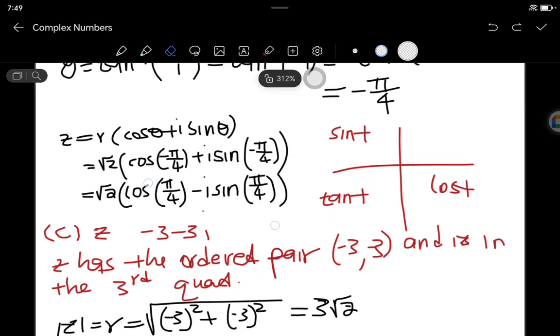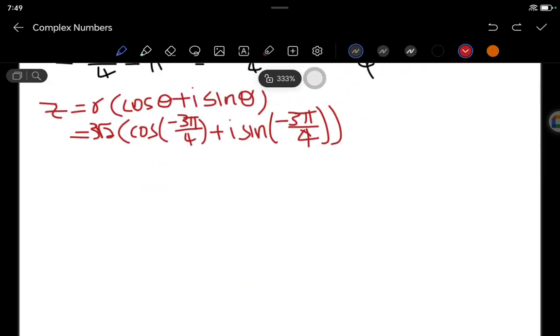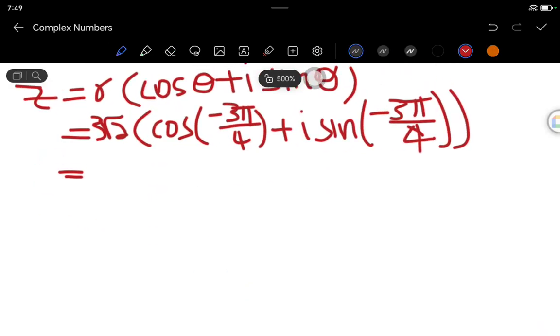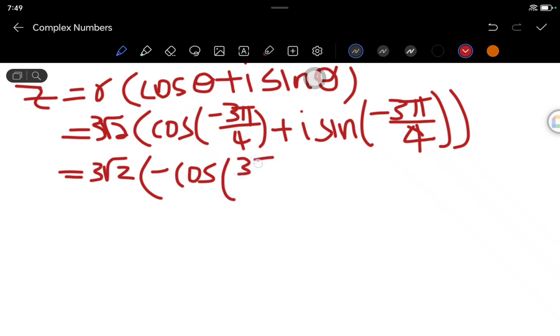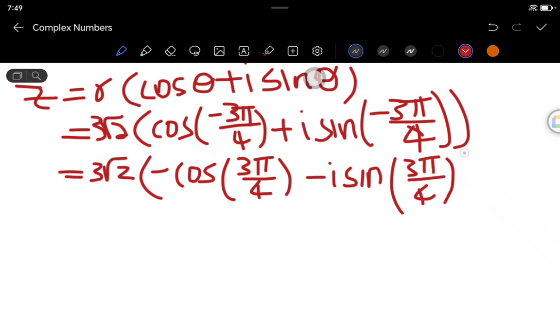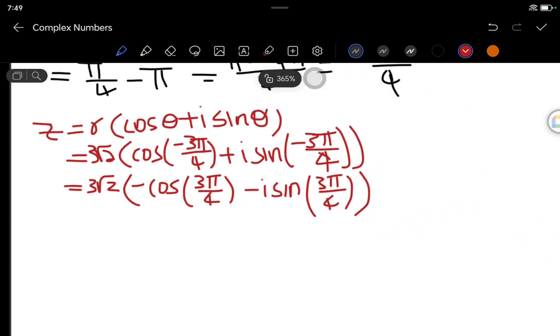So I can come, let me leave that diagram there. I can come and say this is 3 root of 2 minus cos of 3 pi over 4 minus i sine of 3 pi over 4. You are still correct to write it like this. You say, right? Then we are good to go.